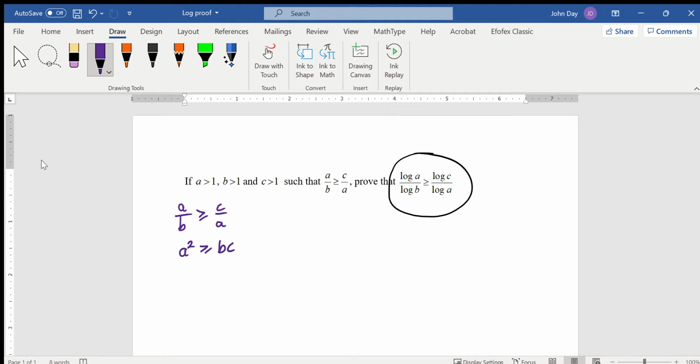Now, how can you be sure that's going to work? Well, they have told us that A is bigger than 1, B is bigger than 1, and C is bigger than 1. So it's not like you're multiplying by negatives. So that should work out just fine.